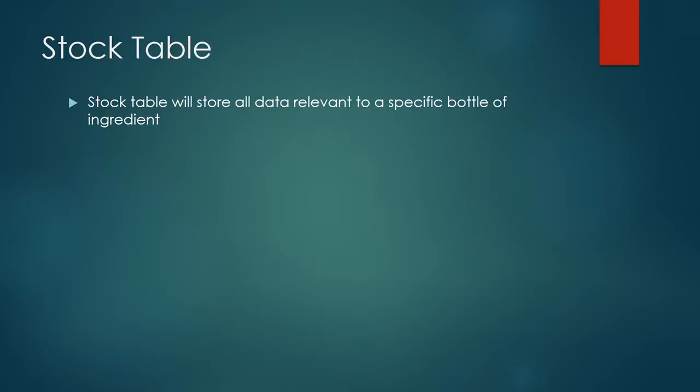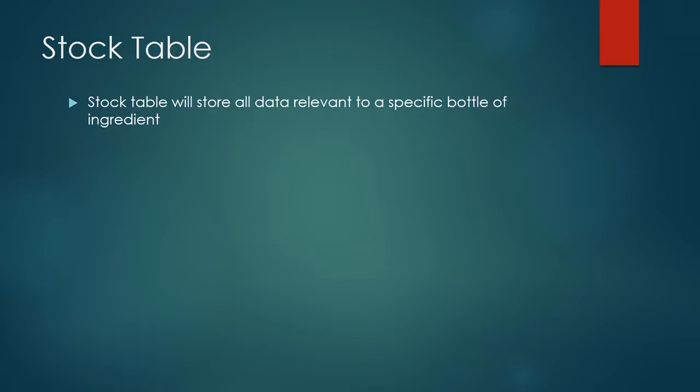Welcome to part 6. So now we're going to be moving on to the stock table. Basically, the stock table is going to store all of the data that's specific to a bottle of an ingredient. So we've already created the table that stores all the ingredients, but now we're going to create a table that actually stores all of the data about each bottle of those ingredients.